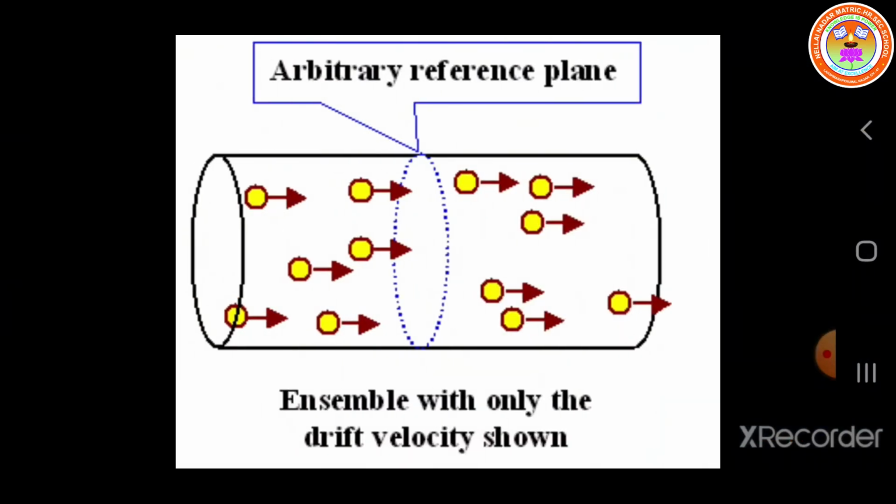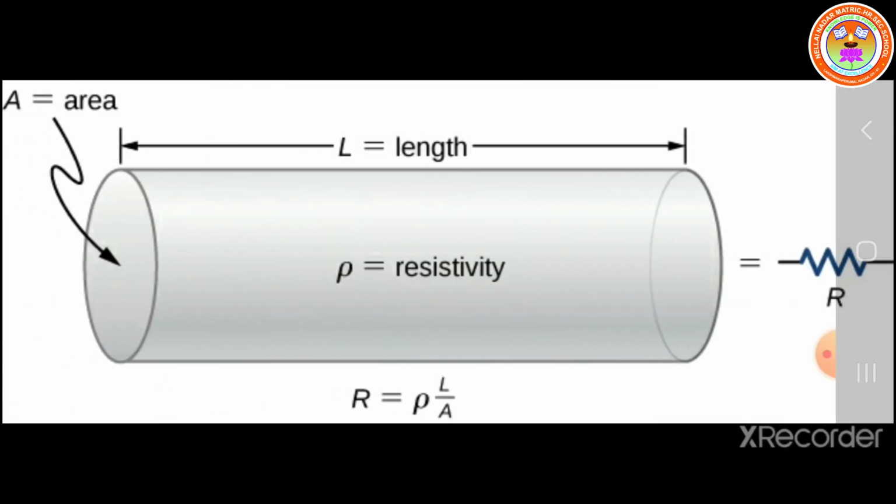And the next one is resistivity. Electrical resistivity, also known as specific electrical resistance or volume resistivity, is a fundamental property of a material that quantifies how strongly that material opposes the flow of electric current.